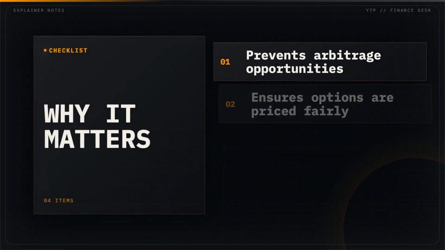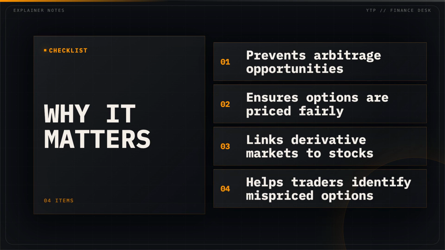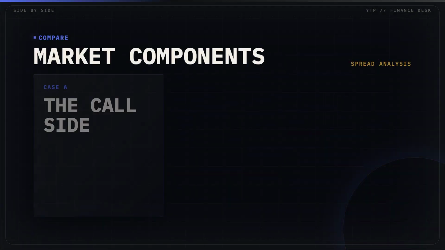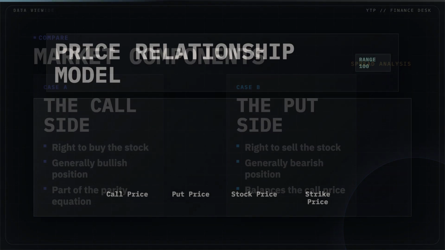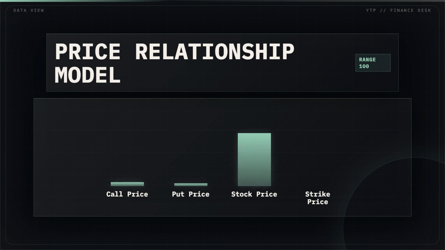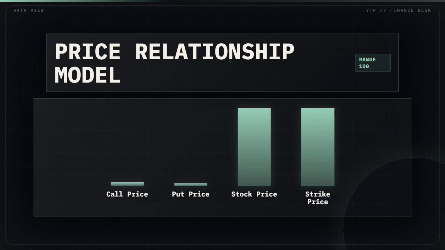When this balance is broken, traders can find arbitrage opportunities, which is why market makers work hard to keep these prices aligned. Most traders look at calls and puts separately, but they are actually two sides of the exact same pricing coin. This chart shows how these variables move relative to one another to maintain the mathematical equilibrium required by the market.